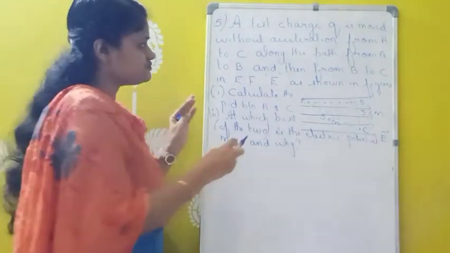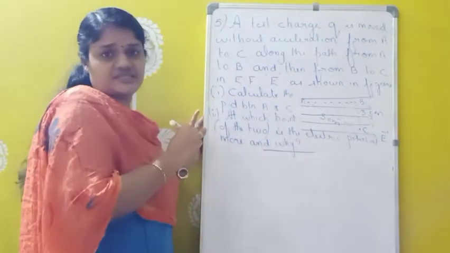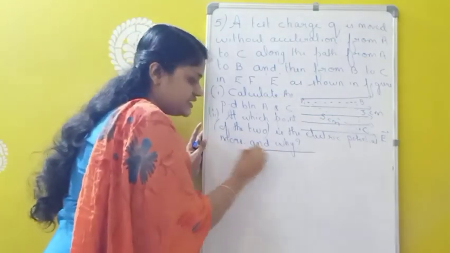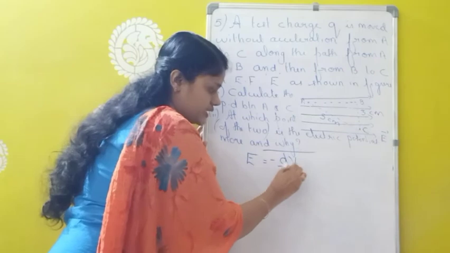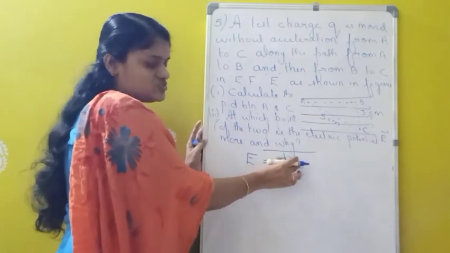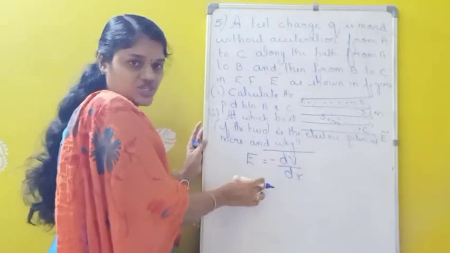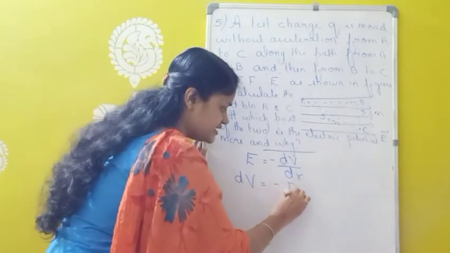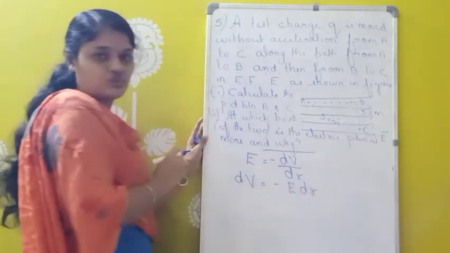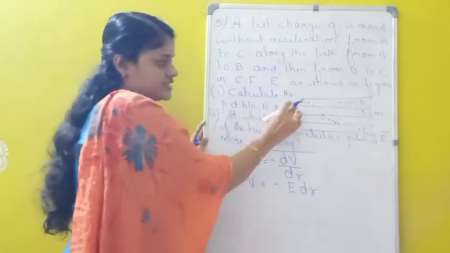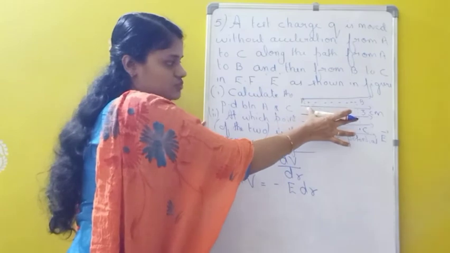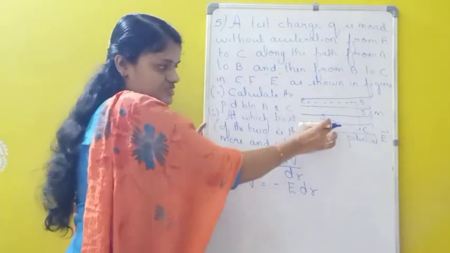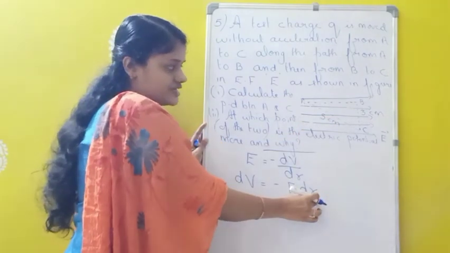First of all, we have a relation connecting electric field and potential difference. What is the formula? Electric field E equals minus dV by dr. Actually we need to find the potential difference dV. So dV equals minus E into dr. This is the formula for potential difference, and here we have to find the potential difference between A and C. This E is the constant electric field, and this dr is the distance.